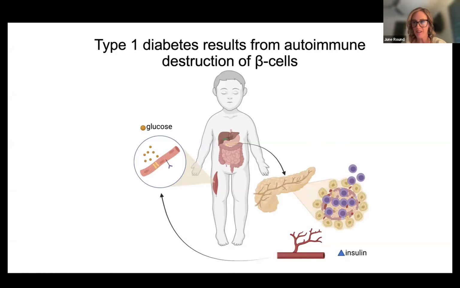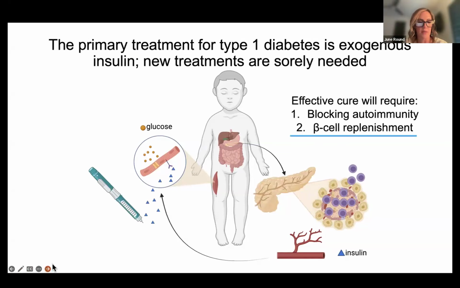And of course, when you kill off cells that produce insulin, you no longer produce insulin, and you can no longer regulate your glucose levels. So of course, one of the major treatments for type 1 diabetes then is going to be exogenous insulin production. And this has really been the standard of care treatment for type 1 diabetes for over 100 years. So new therapies, new preventatives are really needed for this particular disease.